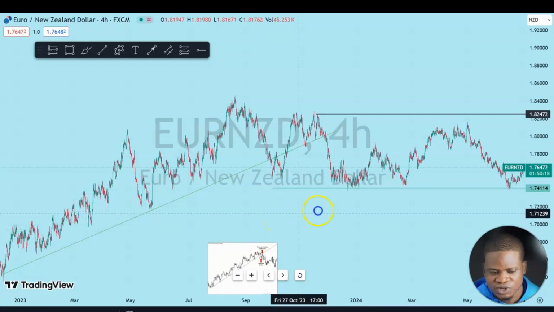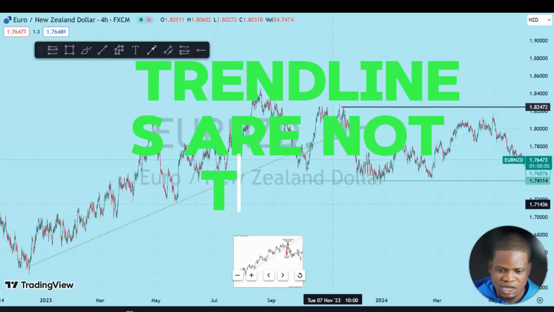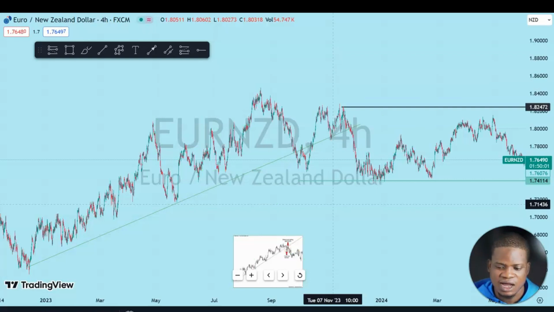So why do we draw trendlines? It's very important to know. Is it a must to draw a trendline? No, it's actually not a must. You only draw trendlines when you have opportunities to draw them. A trendline is not something you force, and it's not something you must have on your chart. But when you have the opportunity to draw it, it serves as an additional confluence for you to be able to trade in the financial market.